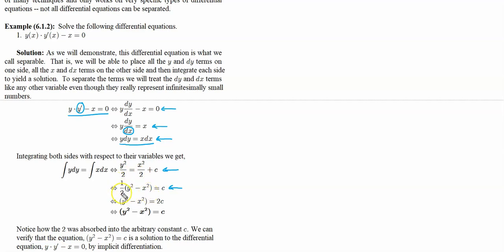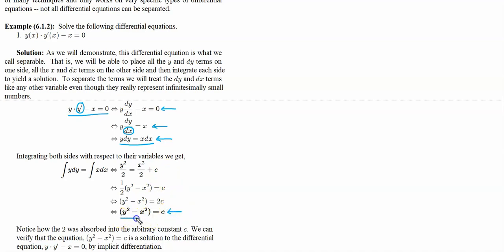And then we'll just multiply both sides by 2 to create this equation. So y squared minus x squared equals 2c. Now this is just an arbitrary constant. 2 times an arbitrary constant is just another arbitrary constant. Relabel it as just c right there. And here is a nice form for the solution to the differential equation.